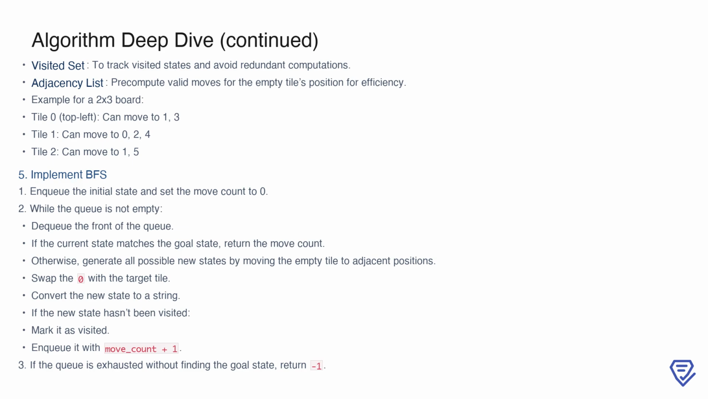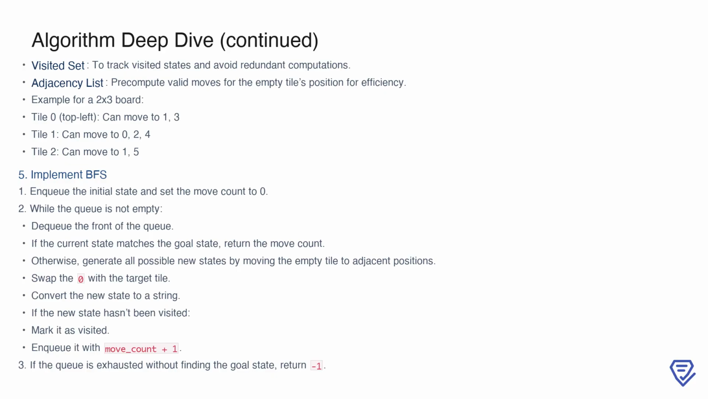For example, on a 2x3 board, if the empty tile is at the top left, index 0, it can move to indices 1 or 3. If it's at index 1, it can move to indices 0, 2, or 4, and so on. With these preparations, we implement the BFS algorithm.